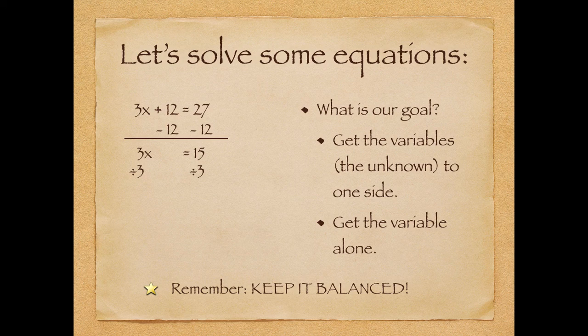So if 3 is being multiplied by x, we have to undo that multiplication with division. So if we divide 3 on the left side of the equation, we also have to do it on the right. And finally, we have x all by itself, and it equals 5, because 3 divided by 3 is 1x. So have we met our goal? Have we gotten the variable alone? Yes, we have. That x is all by itself, so we know x equals 5.